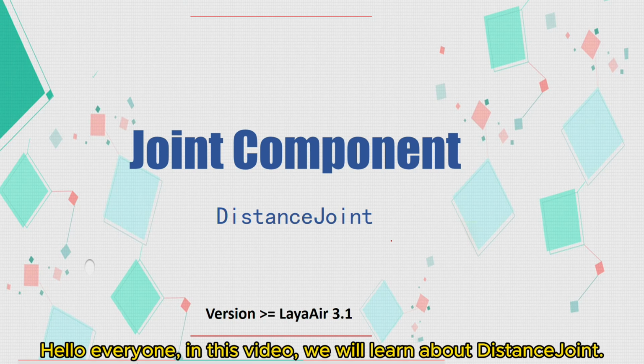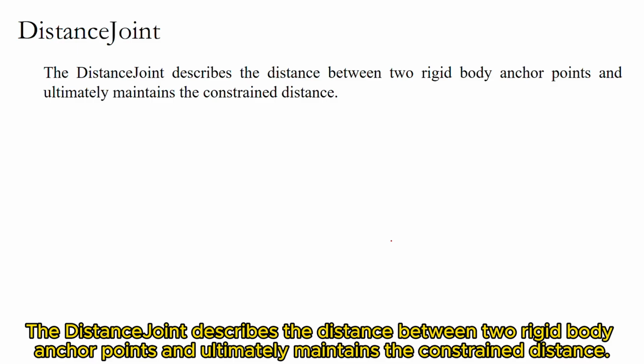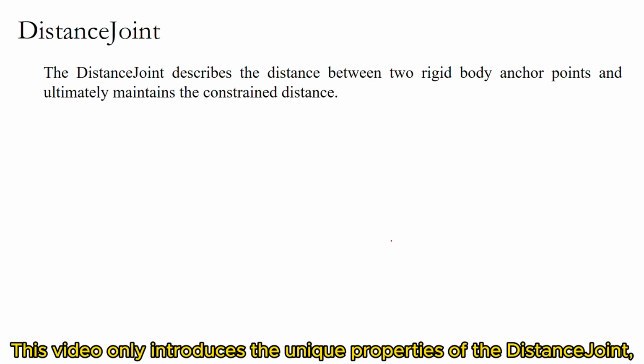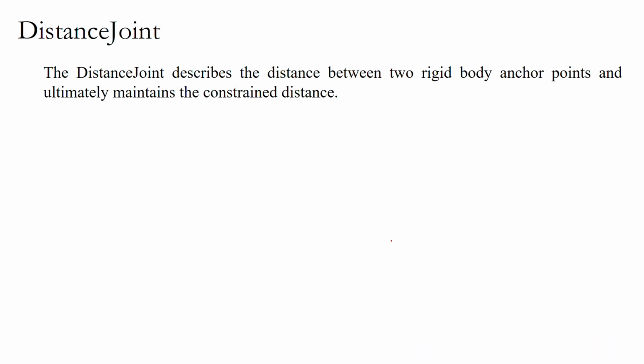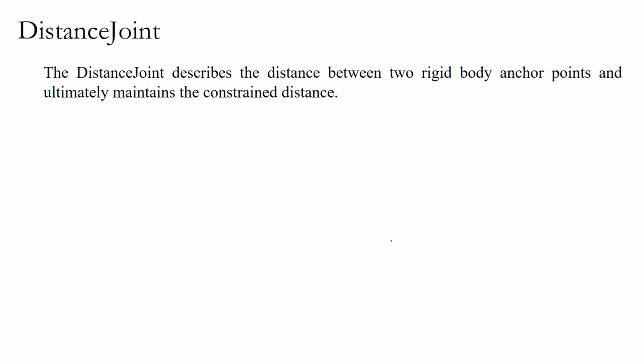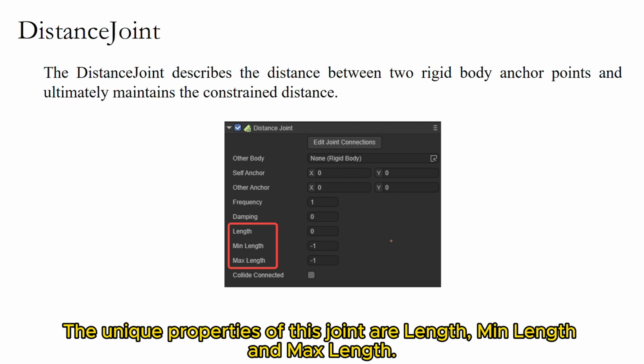Hello everyone, in this video, we will learn about distance joint. The distance joint describes the distance between two rigid body anchor points and ultimately maintains the constrained distance. This video only introduces the unique properties of the distance joint, and the other properties have been explained in the joint common properties. The unique properties of this joint are length, min length and max length.